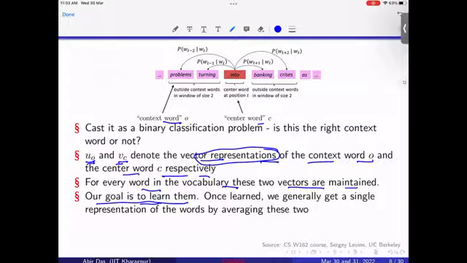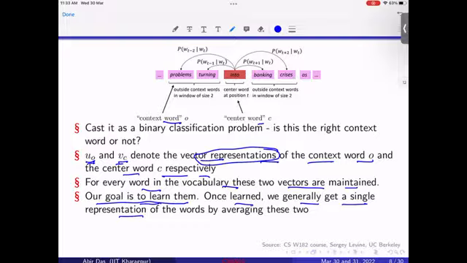So if you have a 10,000-word vocabulary, we will have 10,000 into 2, that is 20,000 such vectors that we need to learn. Once learned, we generally get a single representation. You can think, why do we have two representations? There are some other reasons that I'm not going into, but they show in the paper, at least empirically, that it helps in optimization.